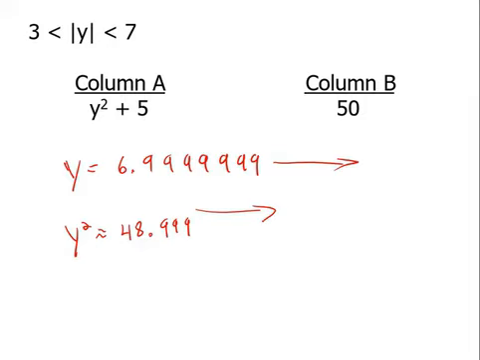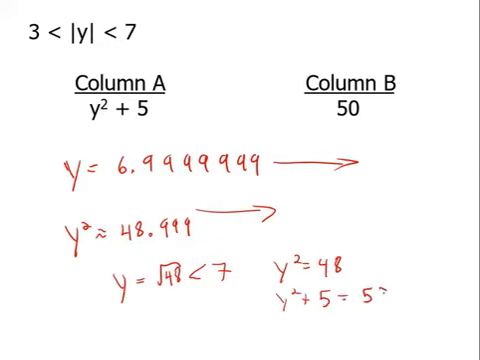We certainly could get the square root of 48. Y could be the square root of 48 because that is a number between 6 and 7. It is certainly less than 7. And then y squared would equal 48. And then y squared plus 5 would be 53.